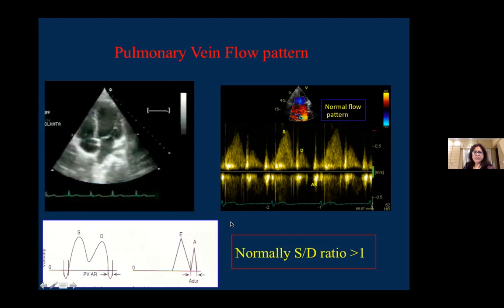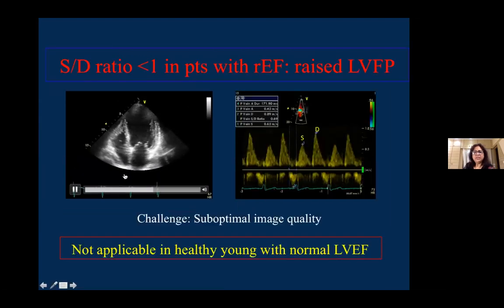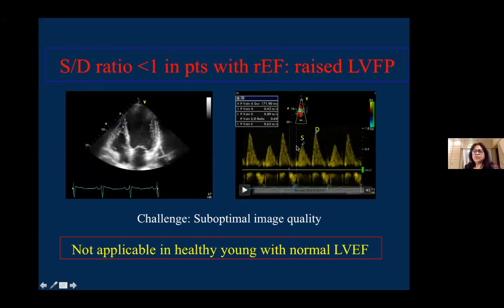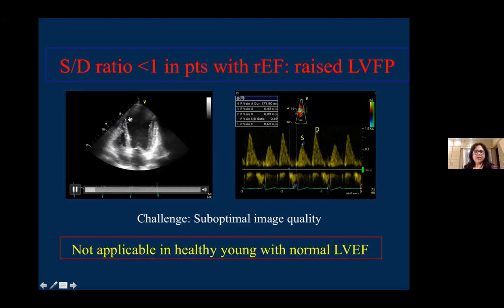But in a patient where there is a myocardial disease and ejection fraction is low, I am not getting other criteria properly, I get a pulmonary venous flow very nicely, and I can show that the systolic wave is less than the diastolic wave, as is happening in this case. You see, the systolic wave is less than the diastolic wave. This indicates that LV filling pressure is raised, but this patient has to have a myocardial disease with reduced ejection fraction. This is not applicable in healthy young people with normal ejection fraction.